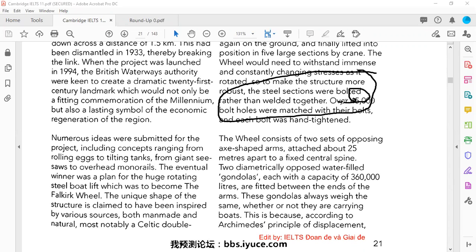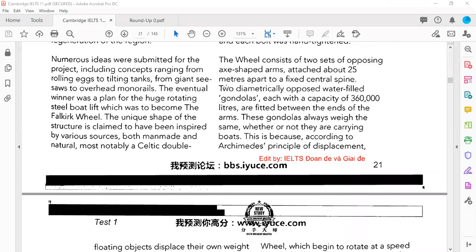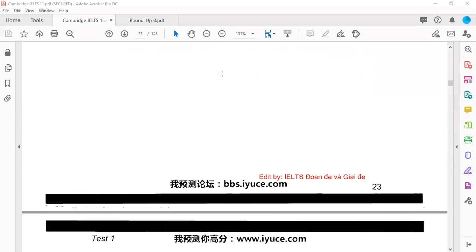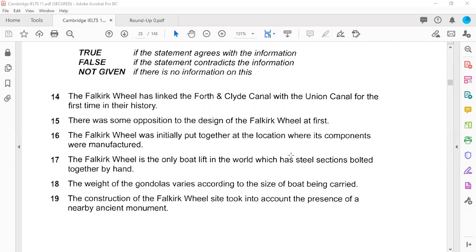Says 45,000 bolt holes were matched with their bolts and each bolt was hand tightened. Is the only boat lift in the world which has steel sections bolted together by hand. Not given. We know that this one was bolted by hand, but we don't know if it's the only one in the world. Okay? Do you agree?